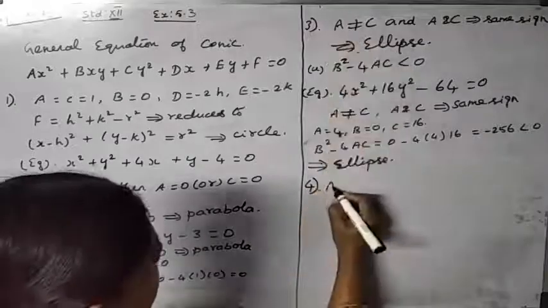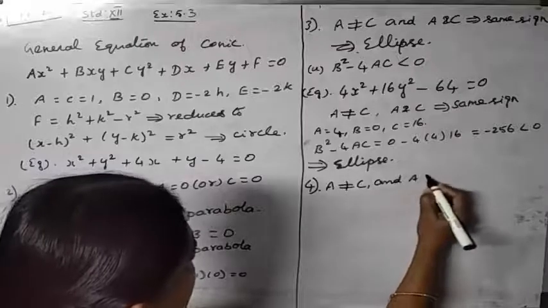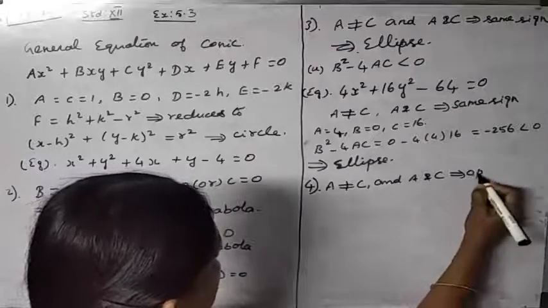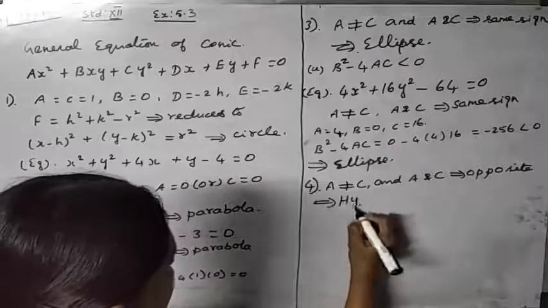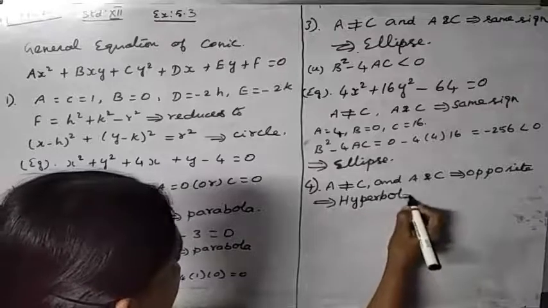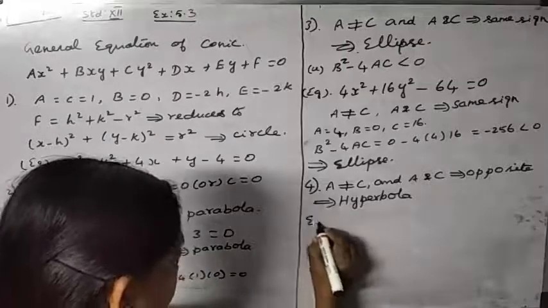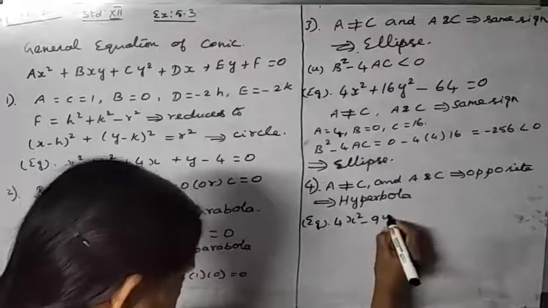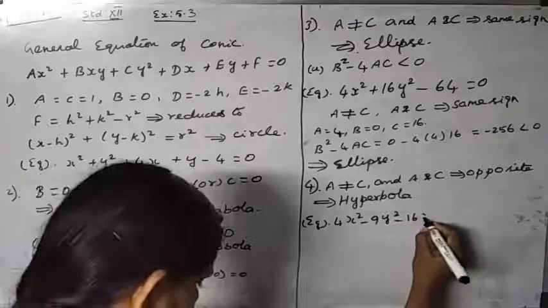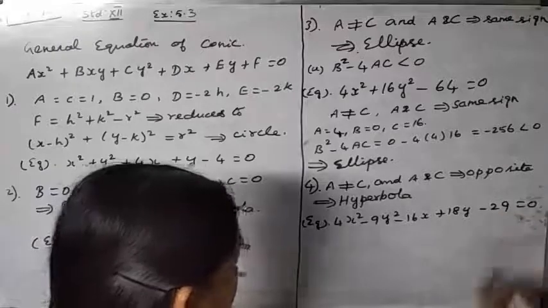Now let me go to the fourth condition. Fourth condition இதே மாதிரி A is not equal to C and A and C opposite signல இருக்கும். இப்படி இருந்துச்சுன்னா ஹைப்பர்போலான்னு எடுத்துக்கலாம். இதுக்கு ஒரு எக்ஸாம்பிள். Four x square minus 9y square minus 16x plus 18y minus 29 equal to 0.